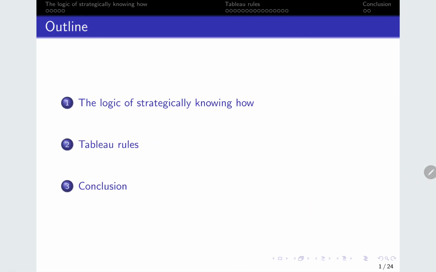First, I will briefly introduce the logic of statically knowing how. Secondly, I will introduce in detail the tableau rules for this logic. And in the final part, I will give a brief conclusion.